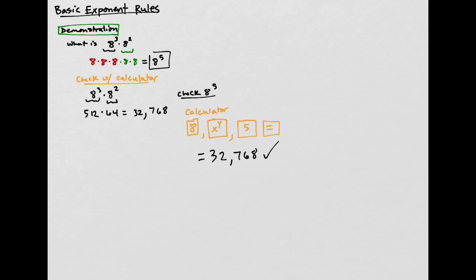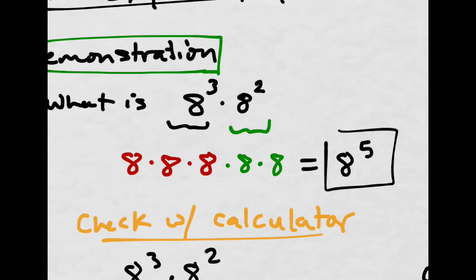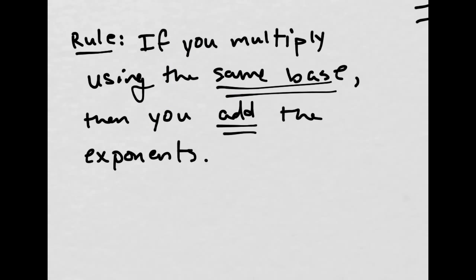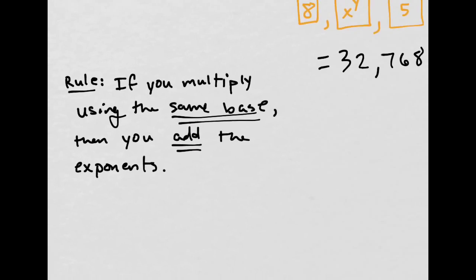Ooh, what's the rule here? If that was the demonstration, what's the rule? If you're multiplying exponents with the same base, you add the exponents. Sorry, if you multiply same bases, you add exponents. So that's the rule. If you multiply using the same base, that's very, very important, then you add the exponents.